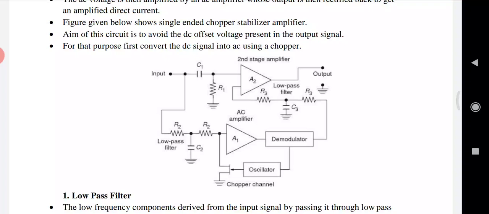They are used to amplify small DC signals of a few microvolts. That is, we can amplify very small DC signals of a few microvolts. That is all about the function of a chopper amplifier.